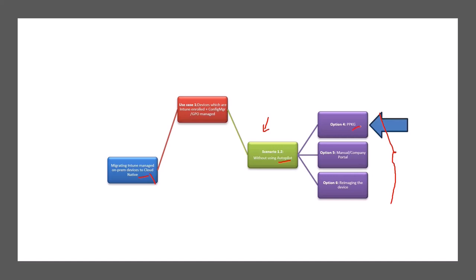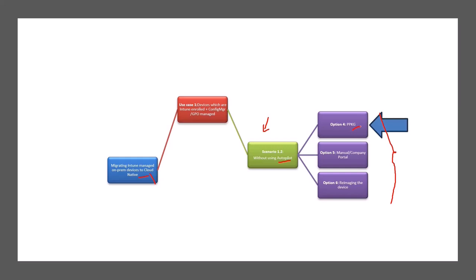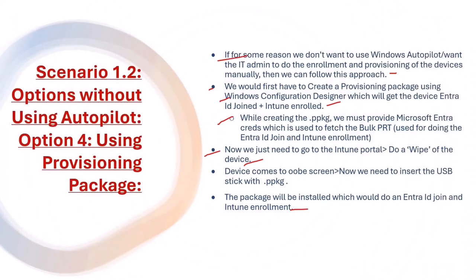As we just saw, the provisioning package has to be created using a tool called Windows Configuration Designer, which is a free tool available in the store. Using that tool, we create a PPKG. That PPKG needs to be applied to a device which has just undergone factory reset, meaning you will still have to take your device which is currently Hybrid Azure AD joined and do a wipe of that device and then apply that package. That package is going to do what Autopilot was doing in the previous case. That is, it is going to Azure AD join the device, Intune enroll the device, and whatever other customizations you might have in your package, it is going to apply all of that to the device as well.